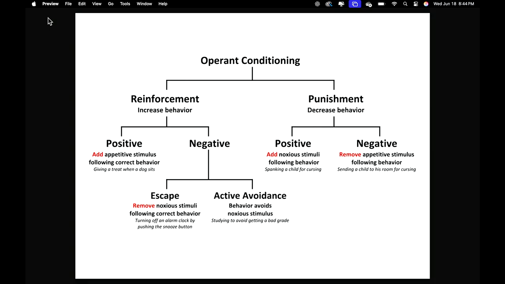So now we're left here, at the end of all this, at the end of the text, there's this chart right here. Everything that I've talked about so far today. The reinforcements and punishments. Reinforcements increase, punishments decrease. Positive reinforcement, we add an appetitive, that's a neat word, stimulus following a correct behavior, a treat. Then we have negative, we have escape, removing the noxious stimulus, or active avoidance, these ways in which we avoid the negative. These are negative reinforcers. And then over on the punishment side, we have positive, such as spanking a child or whatever. And then we have the negative one, which is basically timeout. Sending them to their room.